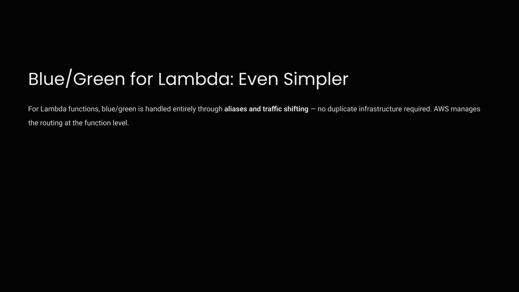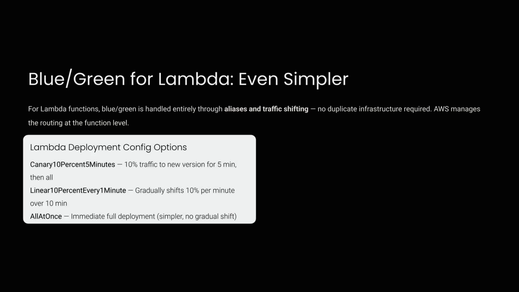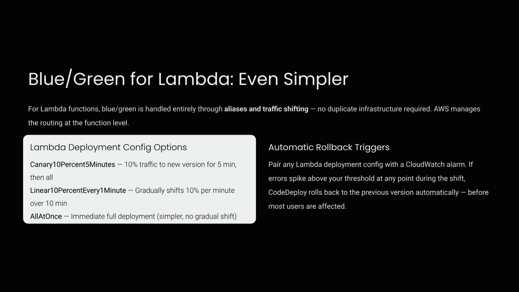Blue/green for Lambda is even simpler, handled through aliases and traffic shifting without duplicate infrastructure. Deployment config options include canary, linear, and all at once. You can pair any config with a CloudWatch alarm for automatic rollback if errors spike, protecting users.